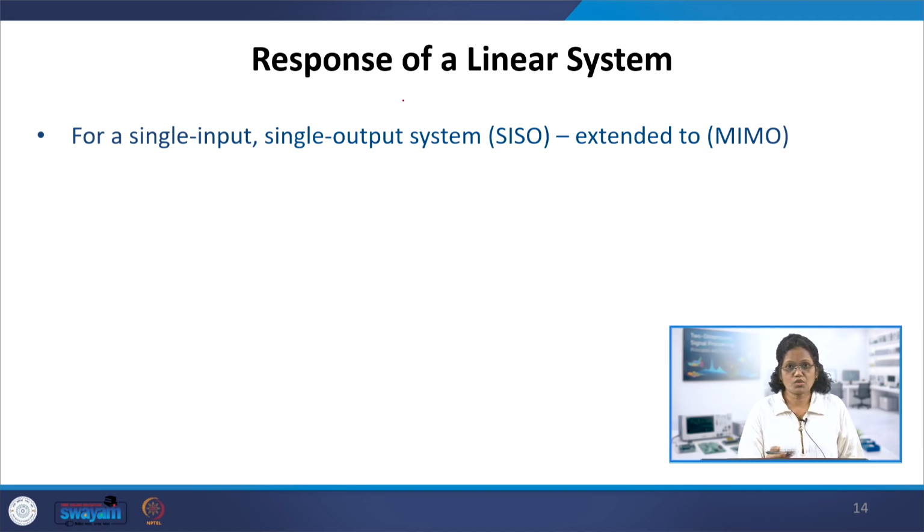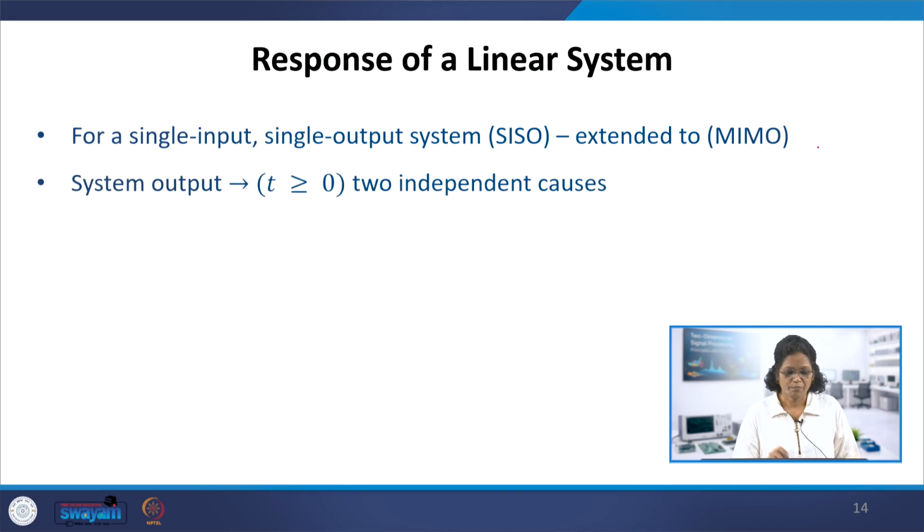And what is the response of the linear system? The linear system response needs to be noticed, that is, what are the components involved in that response. For example, take a single input and single output system. The same thing can be extended to multiple input, multiple output systems as well. The response of a linear system, for t greater than or equal to 0, would be due to two independent causes, that is, two different things.